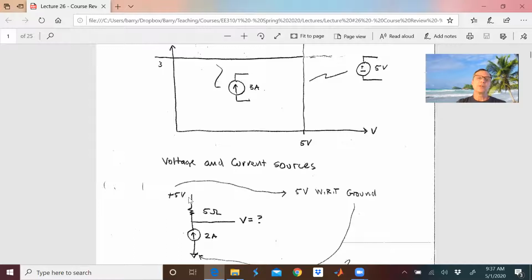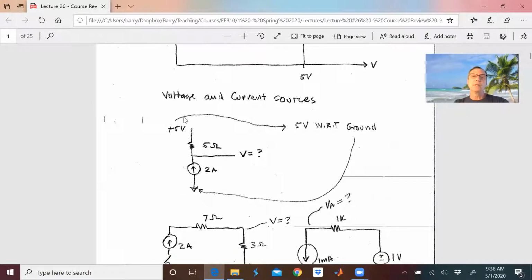So for common things like your power supplies, we'll just draw a little arrow and put 5 volts. And I wanted you to be thinking about that in EE310, so you'll do well in your interviews and get good internships and good jobs. So what this really means is 5 volts with respect to ground.